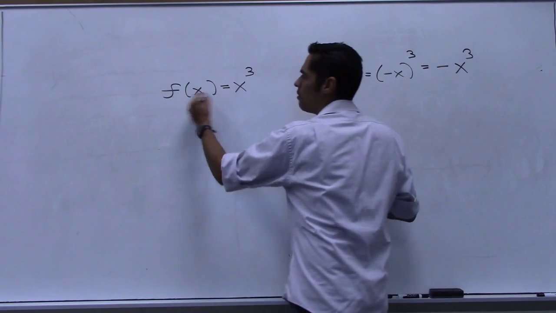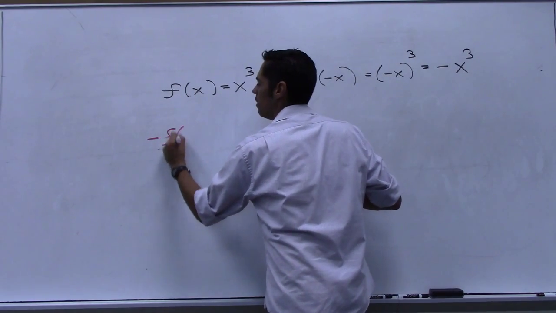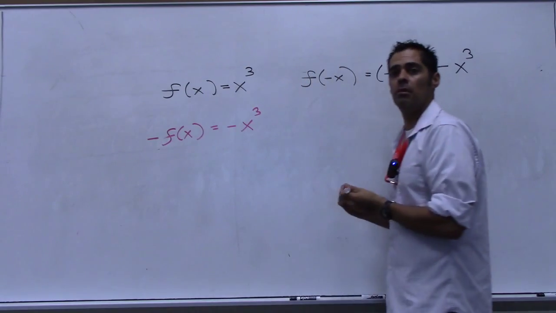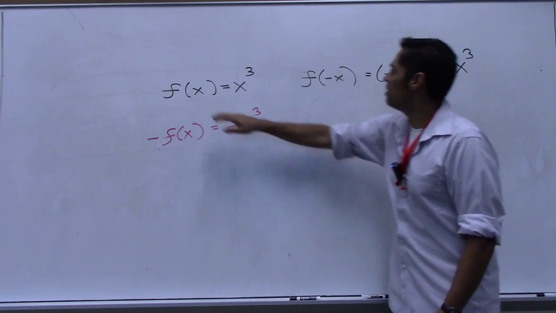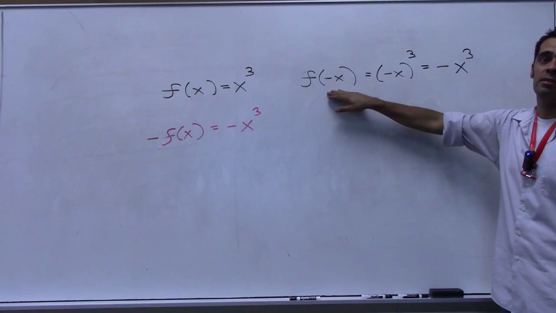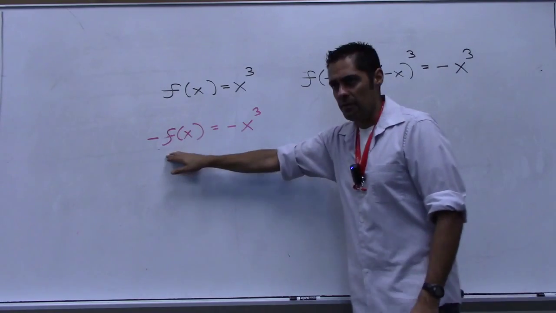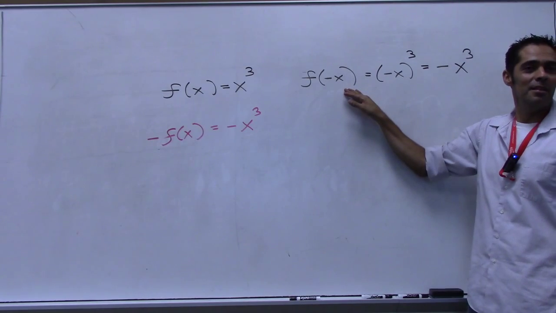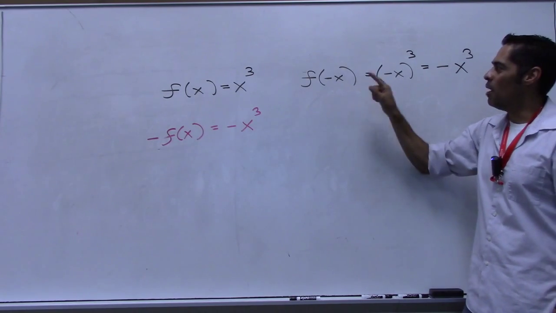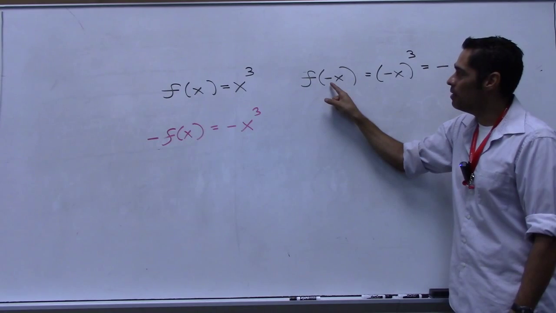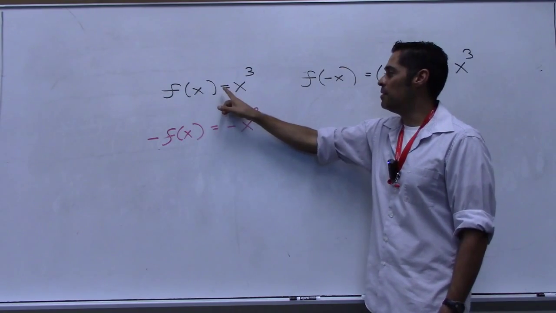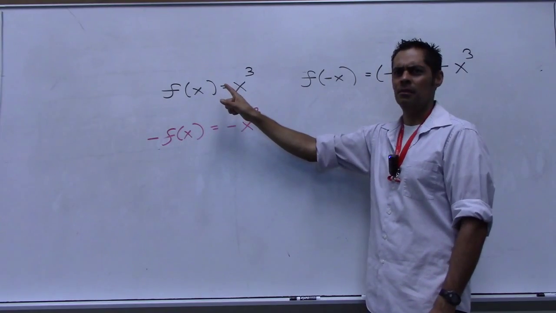But what if I take my original function and I just throw a negative in front of it? Wouldn't that be the same as putting a negative in front of the x cubed? So even though f of x is not equal to f of negative x, negative f of x is equal to f of negative x. I know it's weird notation, but plugging in a negative value does not give you the same thing as plugging in the positive value, but it gives you the negative of that. Okay.